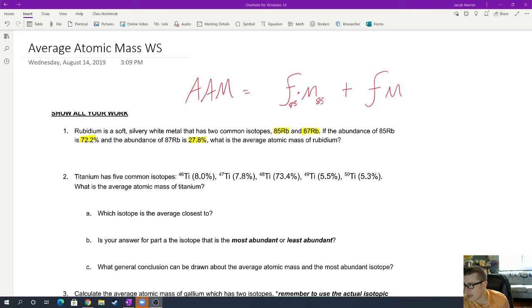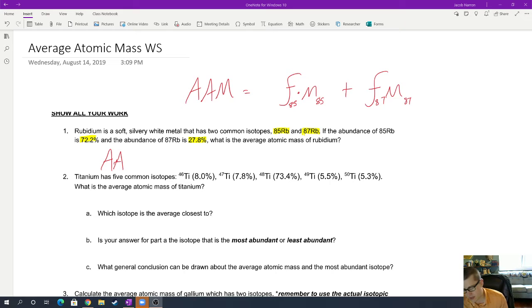So when they say 85 and 87, they're telling you the mass is, in this case, 85 AMU and 87 AMU, respectively. So when we go to fill things in the equation, that's what I'm going to use. So here we go. I'm going to just rewrite this. I know what I'm looking for, average atomic mass. And the abundance of 85, it tells me is 72.2.